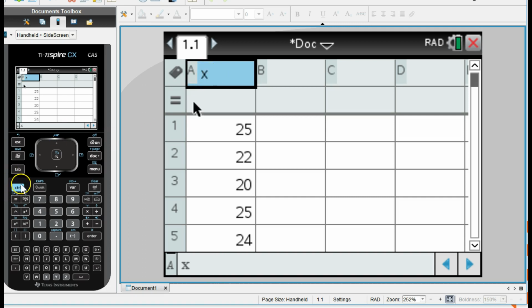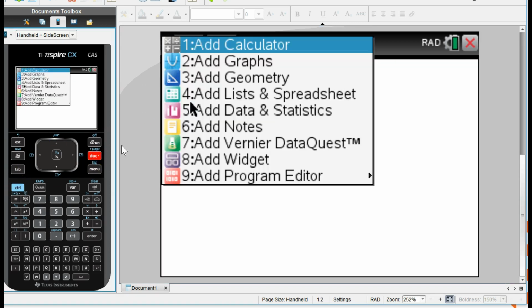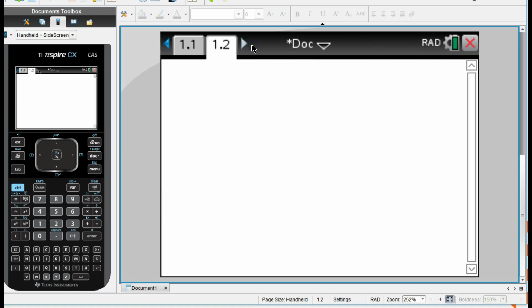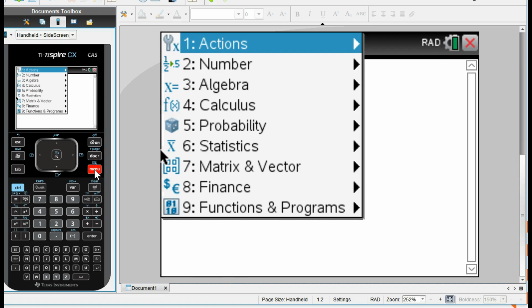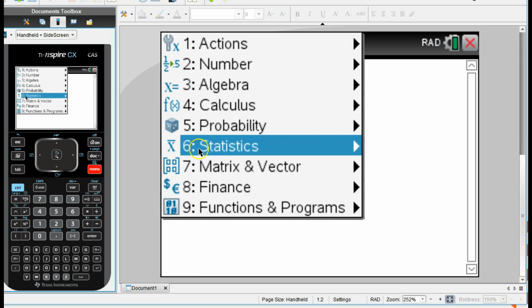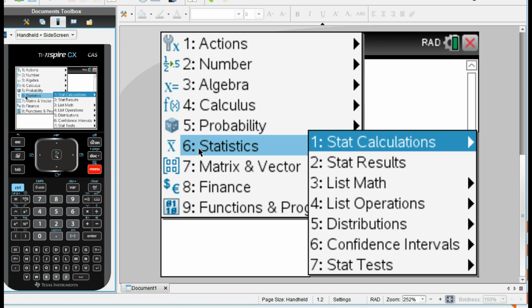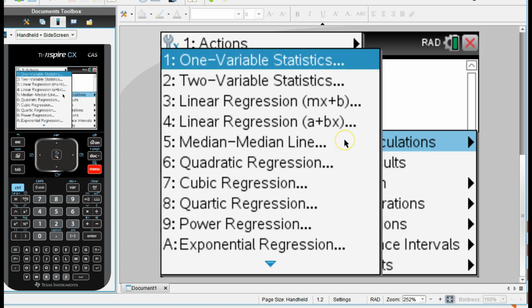So I want to calculate the standard deviation. Now I'm going to go back and add a calculator page. And this can be your friend all year long. I'm going to go to menu, and notice option 6 is statistics, and then we have all sorts of different statistical things we can do. The first one we're going to learn about is stat calculations, and then one variable statistics.